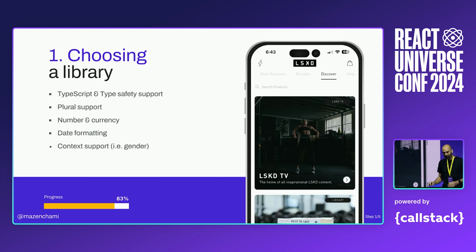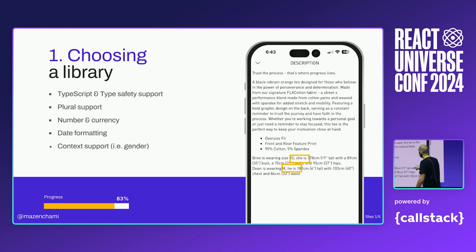Context support. This is a rare one and also a hard one to find, but we need to be able to handle genders. Raise your hand if you speak a gendered language. Okay, so I think all of you understand where I'm going with this. But this is the LSKD app. I think they're an Australian workout brand, and they use a lot of pronouns within it. So Brie, she, Dean, he. They're using that within the app, and we need to be able to handle that as we're speaking. I know, within Arabic, mainly everything is masculine, but you need to be able to handle feminine within the language.